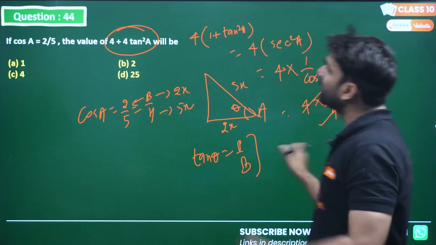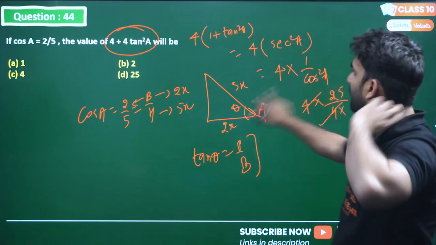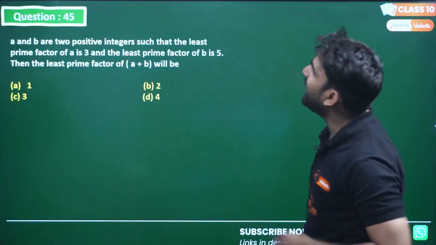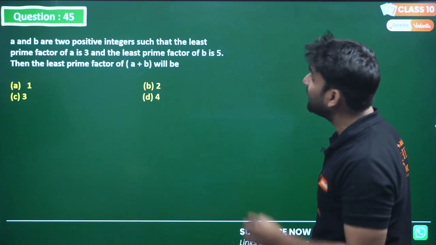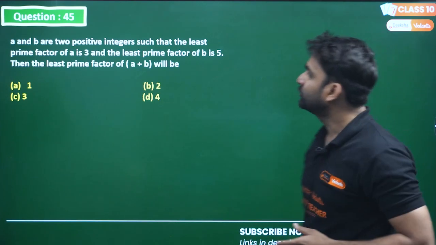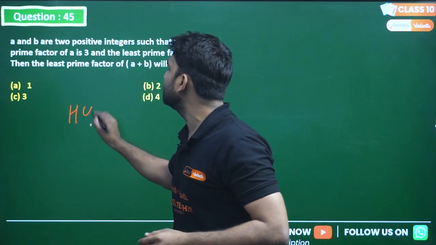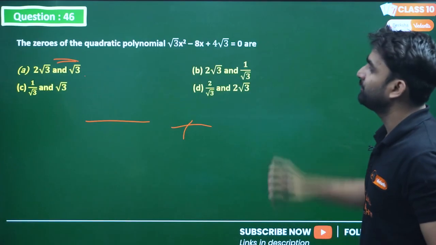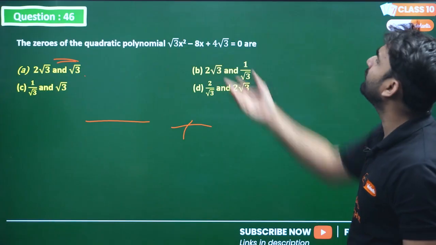Moving to the next question, question number 45, my dear. If A and B are two positive integers such that the least prime factor of A is 3 and the least prime factor of B is C, then by using the HCF concept, you can solve this question. Next, 46. The zeros of quadratic polynomial.